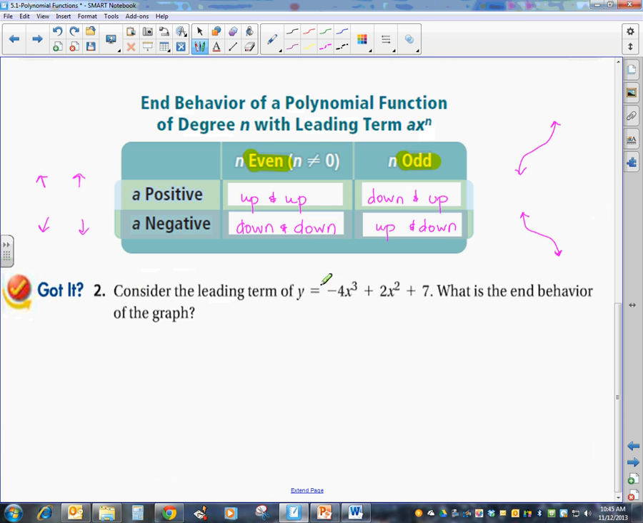Considering the leading term, y equals negative 4x cubed plus 2x squared plus 7, what is the end behavior of the graph? So it's in standard form. You should notice that it's odd and it's negative. So if it's odd and negative, then that means that my end behavior is going to be up and then down. And that's all you have to say.